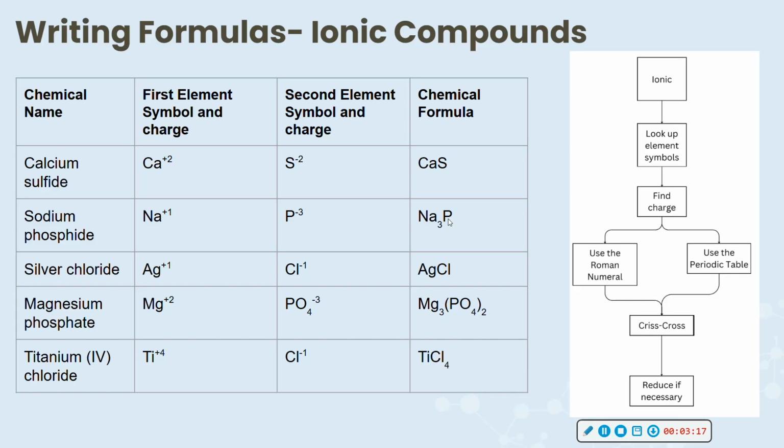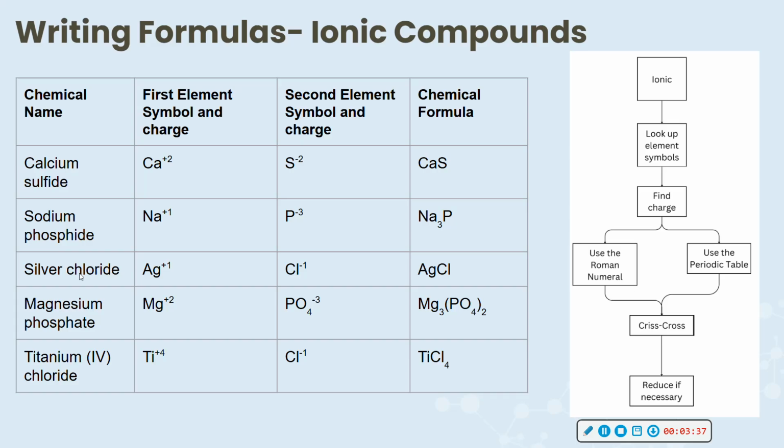Now notice when you're writing your formulas, you're not bringing down the positives or the negatives. You are just bringing down the number. Also notice that we are not writing the number 1. We don't have to use that because we can see that we have 1 atom of P. All right, let's look at the next example.